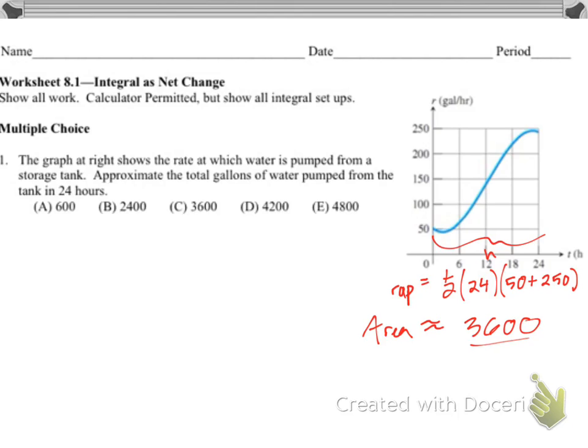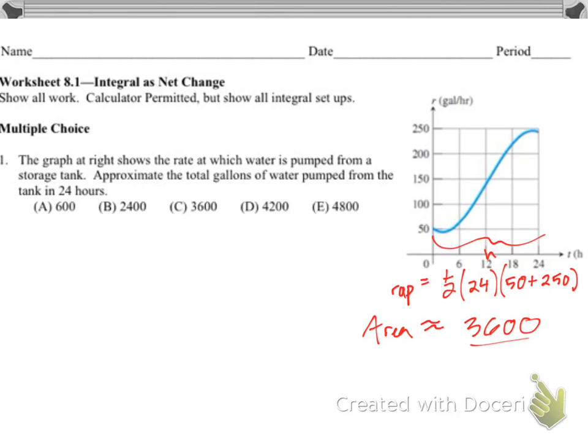One thing we have to remember is we've got a rate of change, like gallons per hour. If you integrate it, what you get is gallons, net gallons accumulated on a given interval. And if you want to approximate it, you can approximate area with whatever shape you want. I'm going to do a trapezoid here.